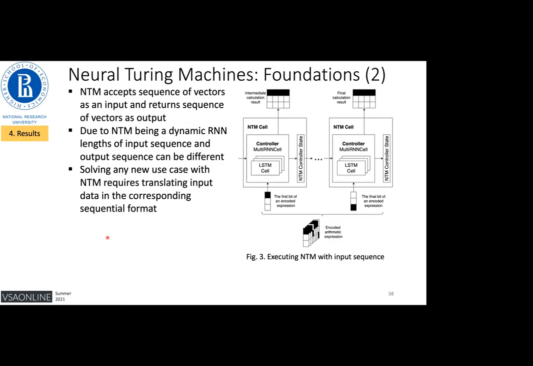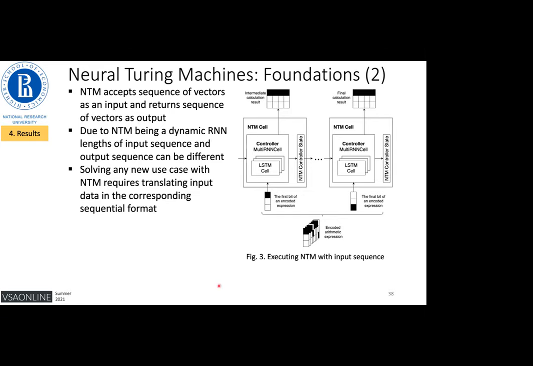And there is a very interesting property of the neural Turing machine: they are capable of learning simple algorithms. But before we dig into that fact, we need to understand that an NTM accepts a sequence of vectors and returns a sequence of vectors. So it is a dynamic recurrent neural network. The input sequence and output sequence can be different. For example, we encode some expression, we give it to the network piece by piece, and then we collect the final result.